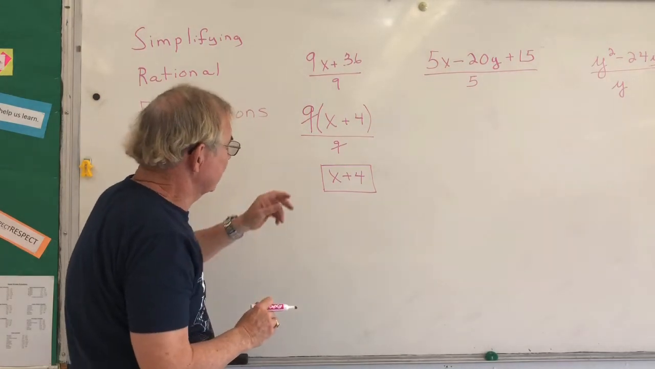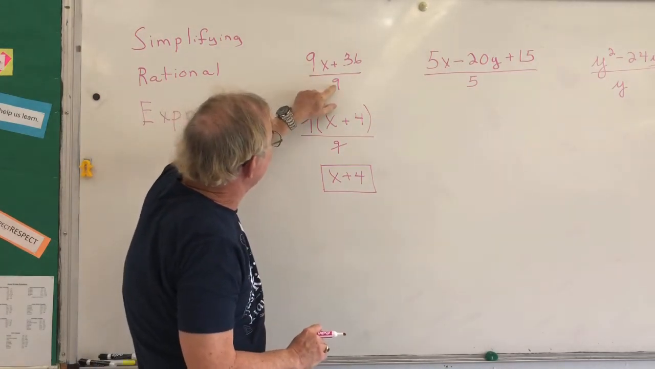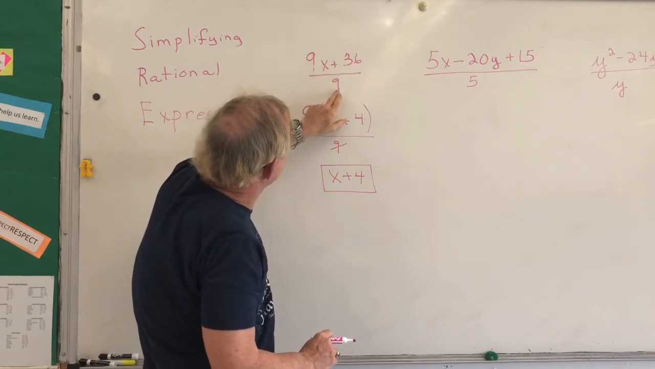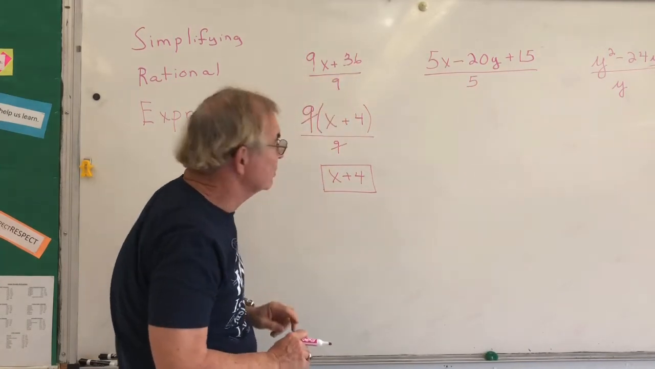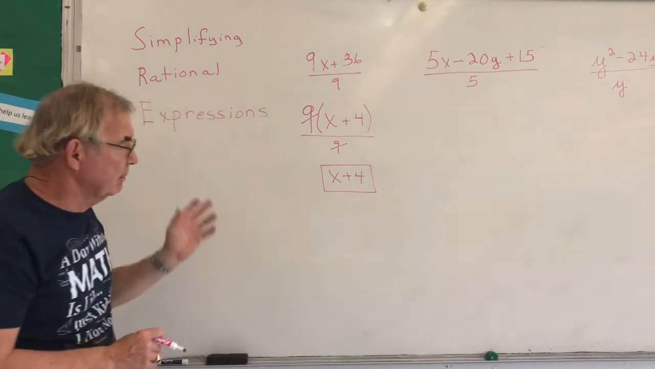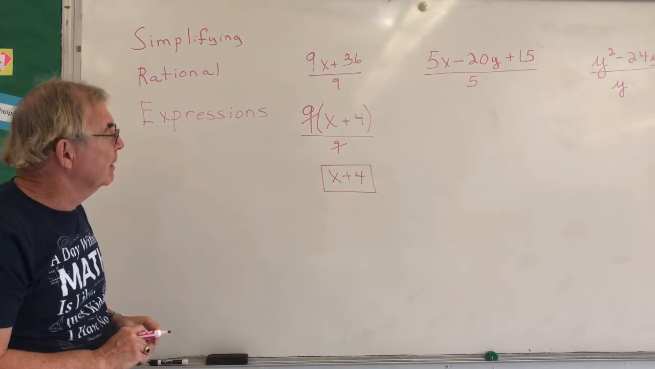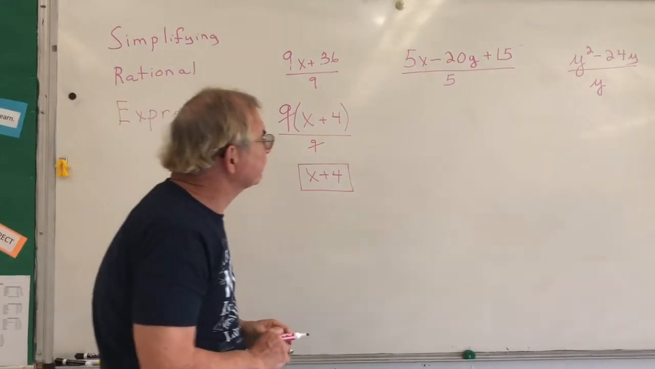Now you could have got that same answer by just saying 9x divided by 9 is x, and 36 divided by 9 is 4. So you could have done it that way, but I want to be consistent with all of the examples today by factoring. All right, our second example.